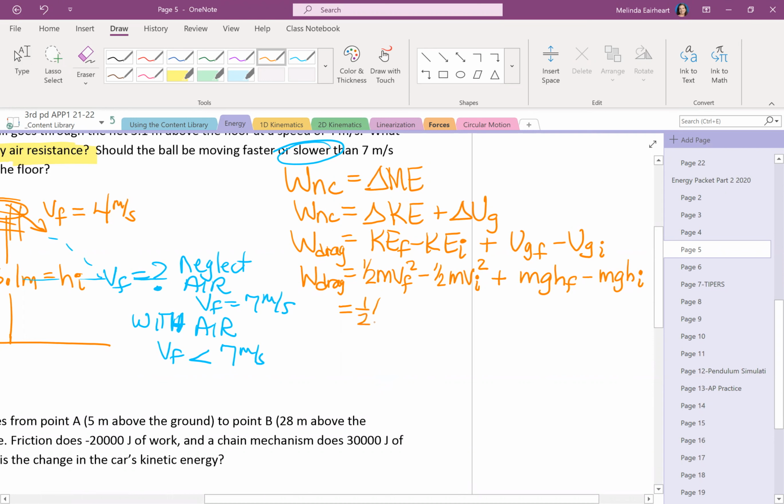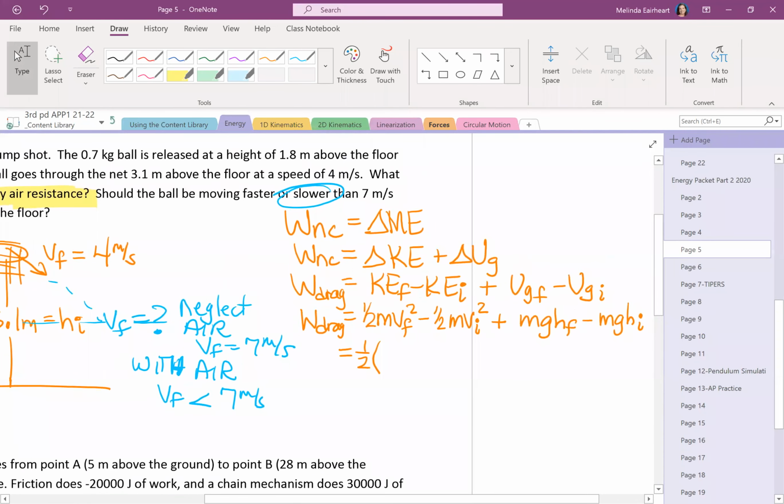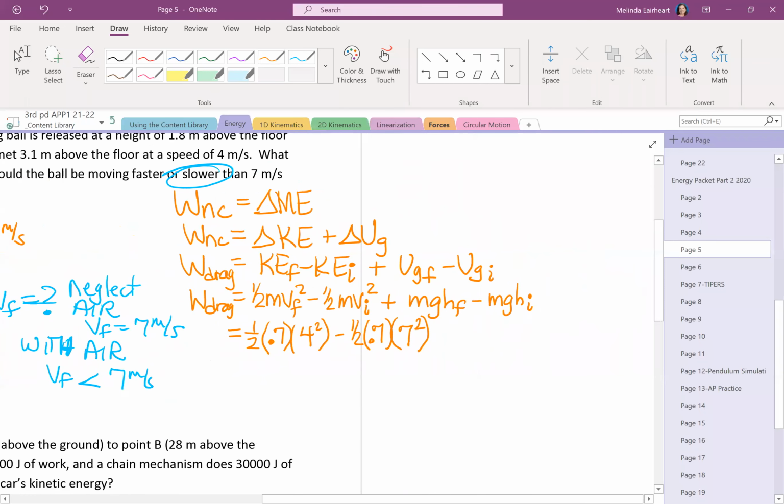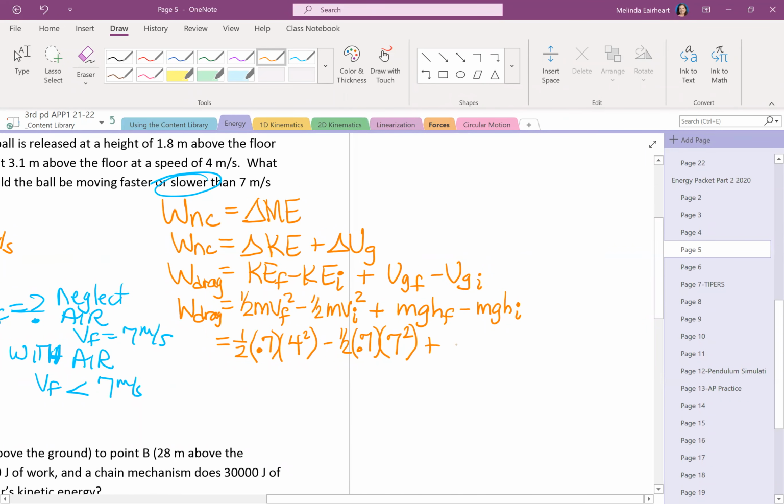And so 1/2, the mass of the basketball is 0.7 here. The final speed is when it goes through the net. They told us it's 4. Don't forget to square. And then minus the 1/2 of 0.7 again. Initial, they said it was 7 meters per second. Don't forget to square. And then mass again, times gravity 10.